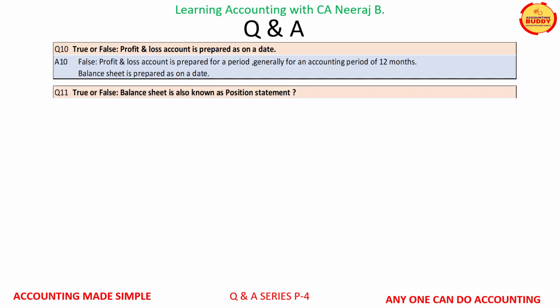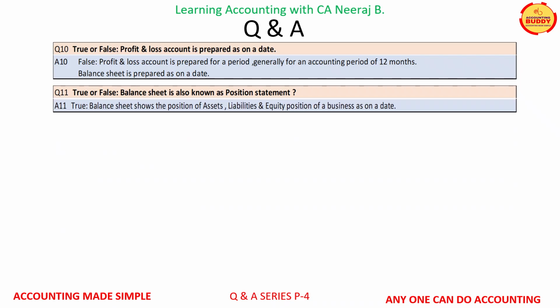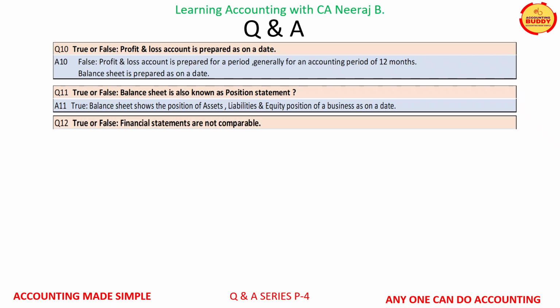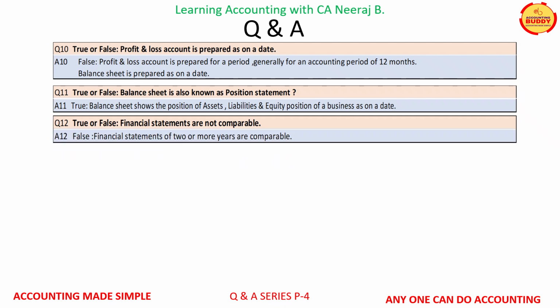Question number 11, true or false? Balance sheet is also known as position statement. This is a true statement. Balance sheet shows the position of assets, liabilities and equity of the business as on a date. Question number 12, again true or false? Financial statements are not comparable. This is a false statement. Financial statements for 2 or more years are definitely comparable.